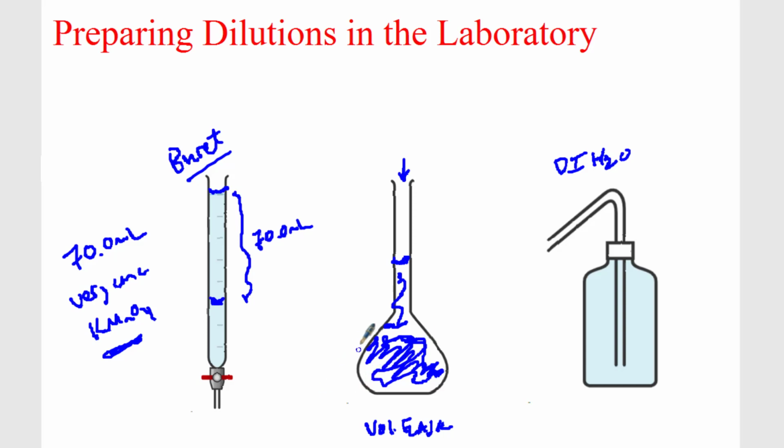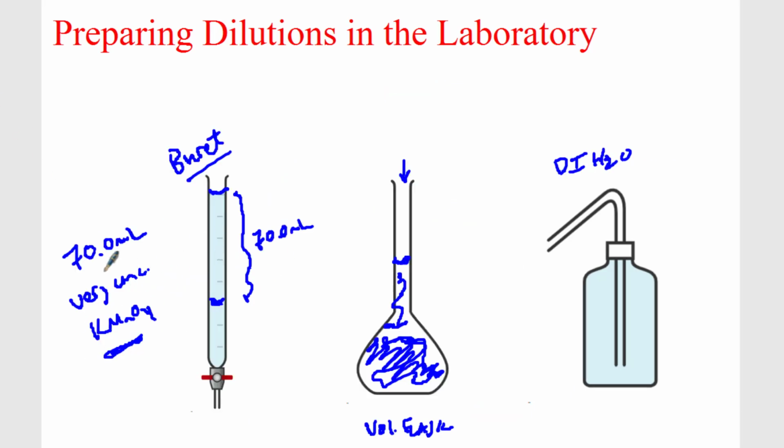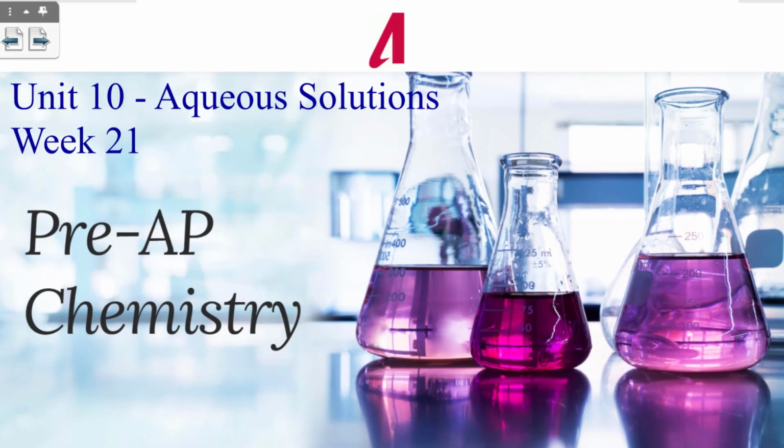So what are we going to do to prepare a solution in the laboratory? Well, we measure the mass, we put it in a volumetric flask, we dissolve it, we bring the water up to volume. What about making dilutions? We're going to put whatever our concentrated solution is in the burette, we dispense it, then we fill it up with some distilled water, bring it up to volume, mix it, and we have created a solution.